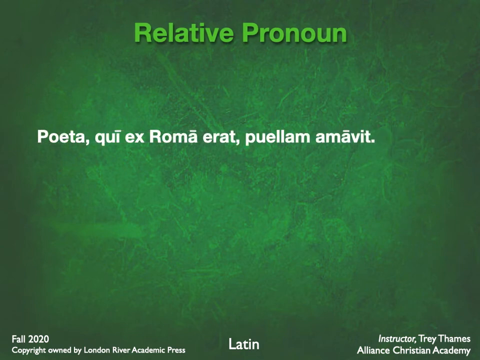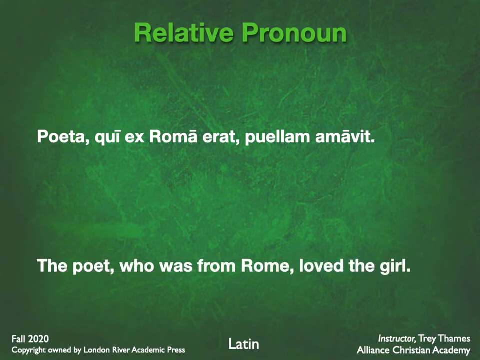So here is the sentence in Latin that we've been looking at in the English. Poeta qui ex Roma erat, puellum amavit. The poet who was from Rome loved the girl. So this is the Latin version of the English sentence you see at the bottom here. And you've got "who was from Rome," of course, is your relative clause. In the Latin, that is qui ex Roma erat. That's the Latin equivalent. It's the relative clause here.